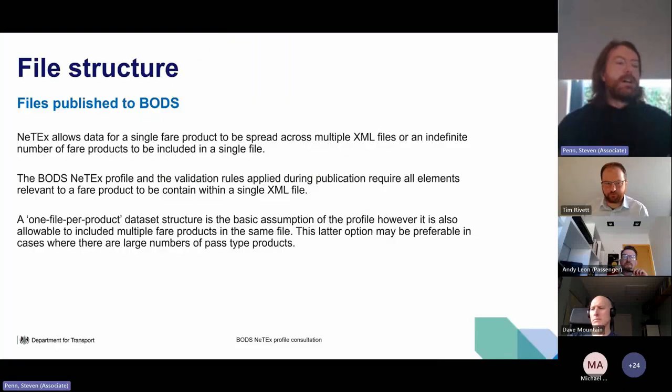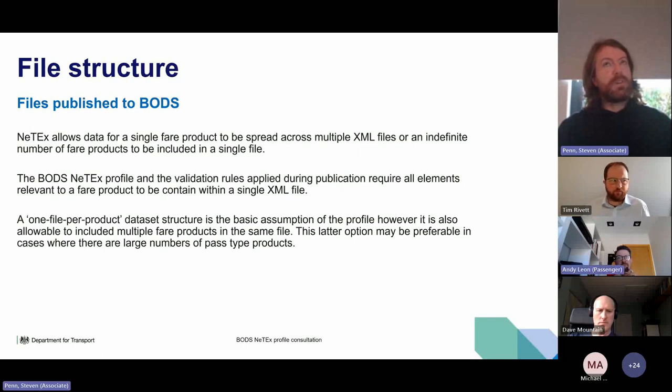So first of all, the document addresses file structure. As I've said, we had a known problem, which was that certain NeTEx datasets were built in such a way that a ticket would have various parts of what defines a ticket spread across multiple XML files. And NeTEx as a standard, as I've said before, is very flexible. So it allows you to essentially spread a single fare product across multiple XML files, or you can store an indefinite number of fare products within a single XML file. So what we'll try to do is bring a bit of standardization to that.